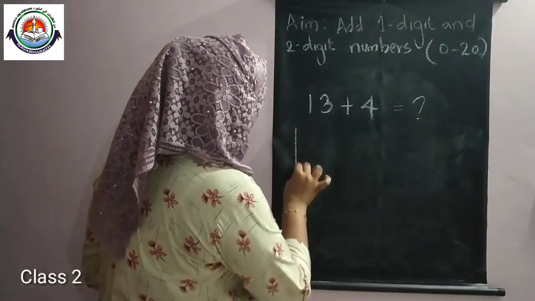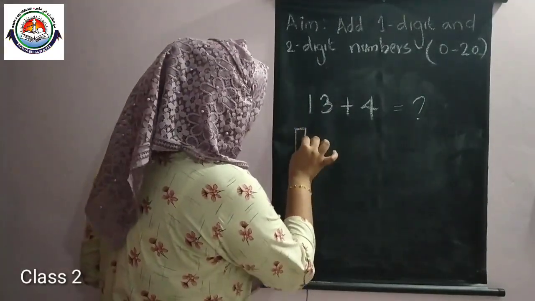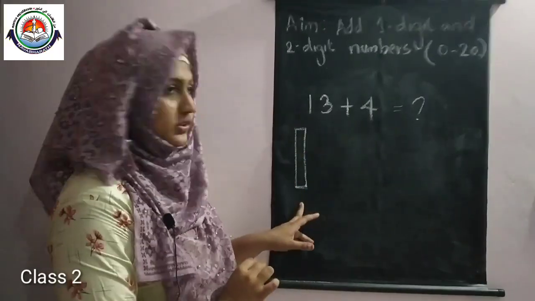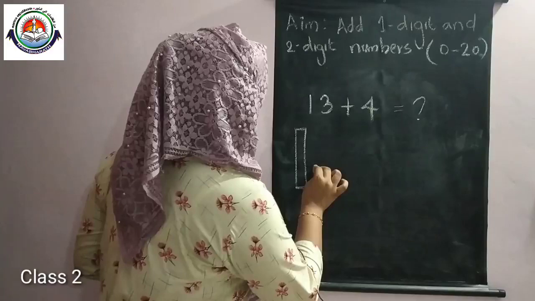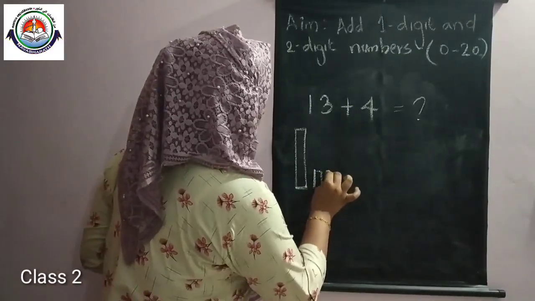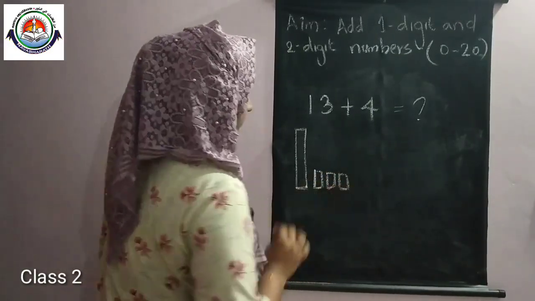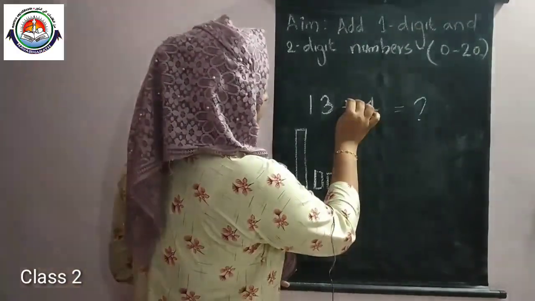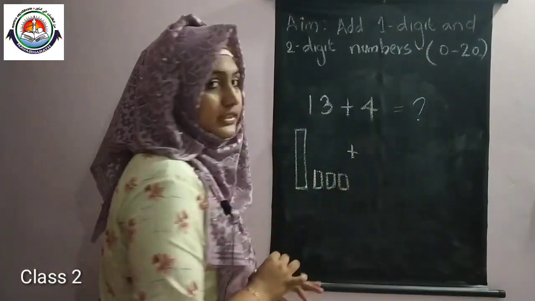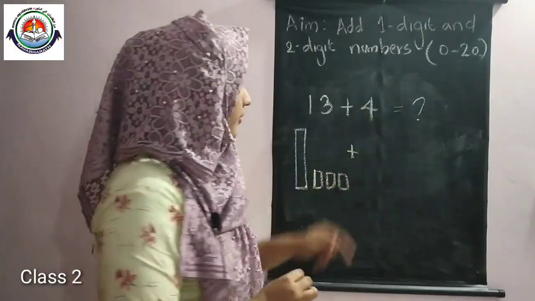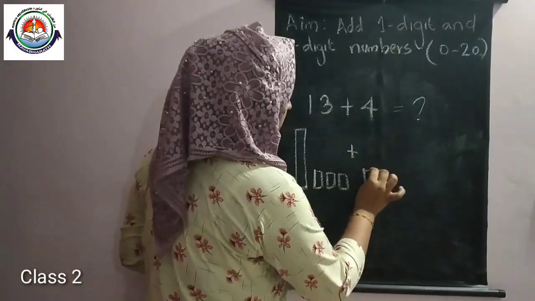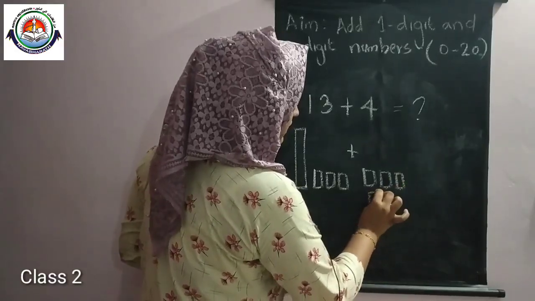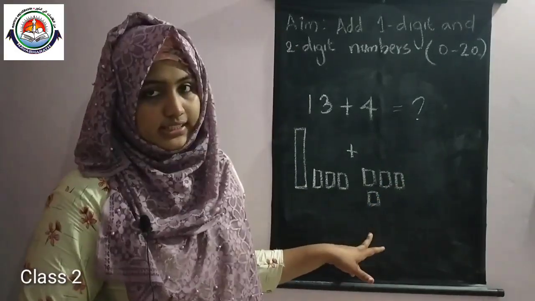Yes, we can draw a one tens block. One tens blocks like this. Then 3 ones block. Okay. So, here number 13. Then we are going to add number 13 with the number 4. Then how we can draw number 4? We can draw 4 small squares like this.